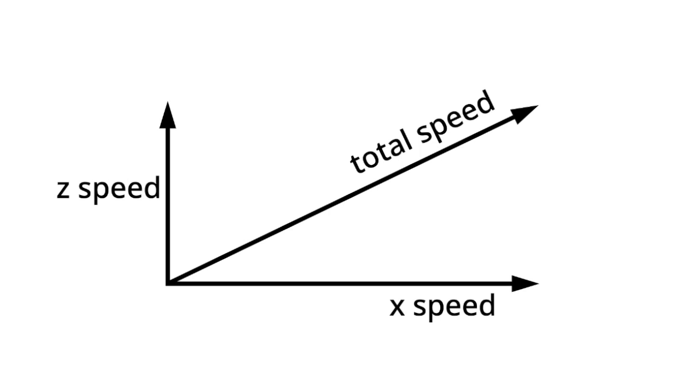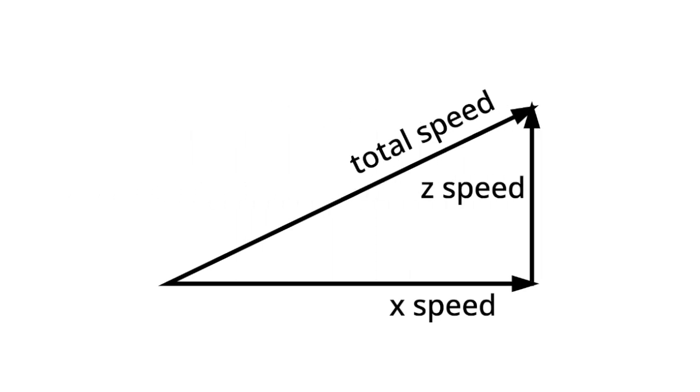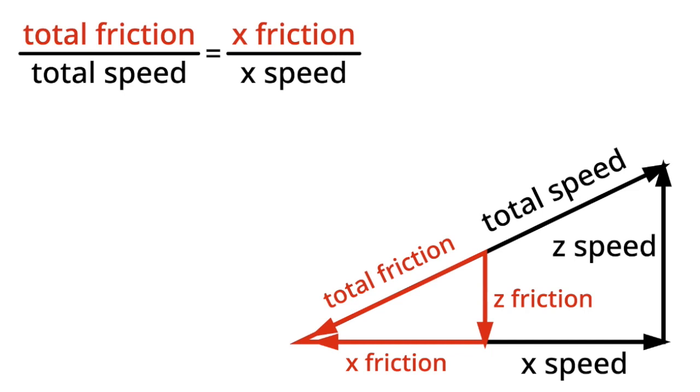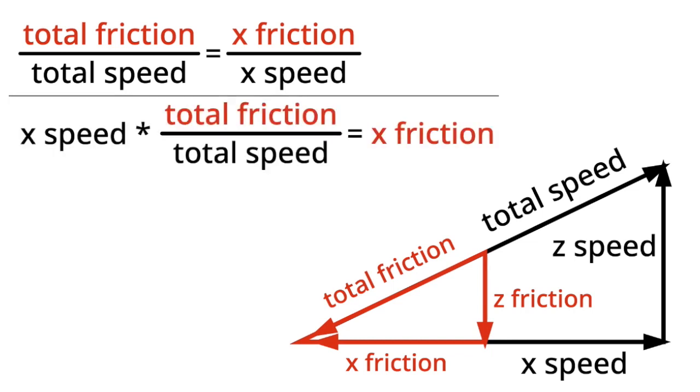If we move the z speed over to the left, we have a right triangle. If we add another triangle with the same angles representing friction, we now have two similar right triangles. Using our knowledge of similar right triangles, we know that the ratio of corresponding sides is the same. We can use this to set up an equation where total friction divided by total speed equals x friction divided by x speed. We can then multiply both sides by x speed to get x speed times total friction divided by total speed equals x friction.